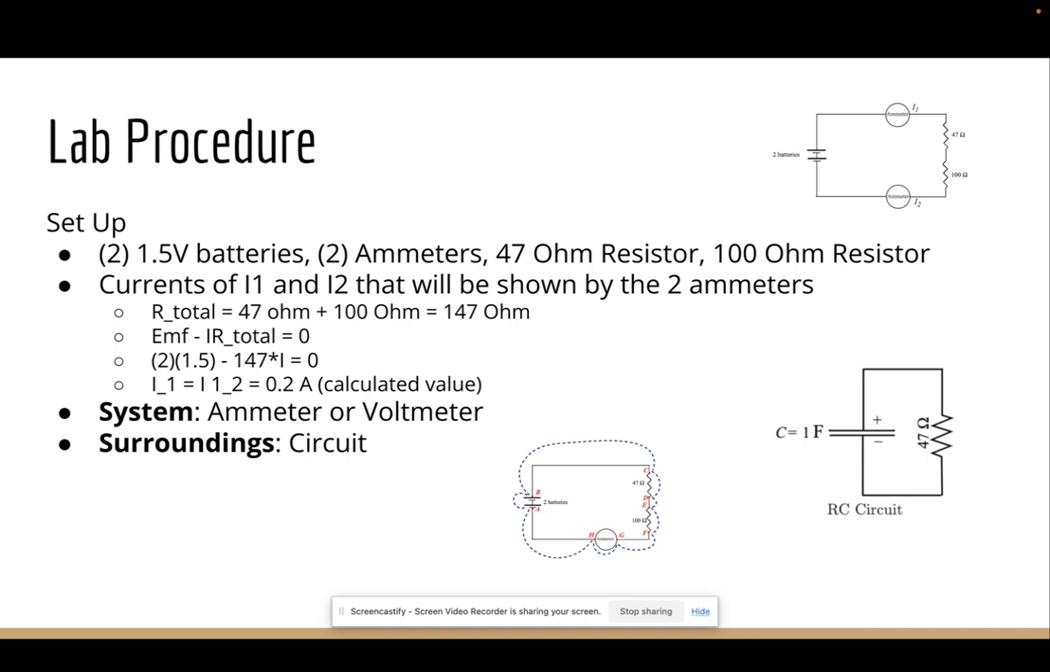The lab procedure: the setup consists of two 1.5 volt batteries, two ammeters, one 47 ohm resistor, one 100 ohm resistor, and then the calculated current of I1 and I2 both equal 0.02 amps. And the system in this lab is the ammeter or voltmeter, and then the surroundings is the current.